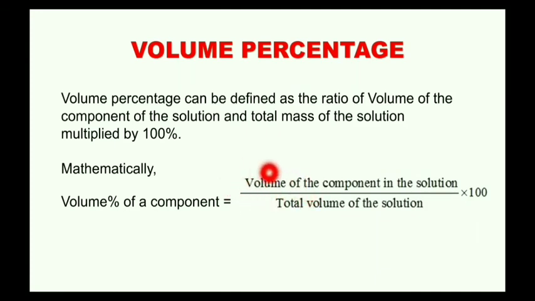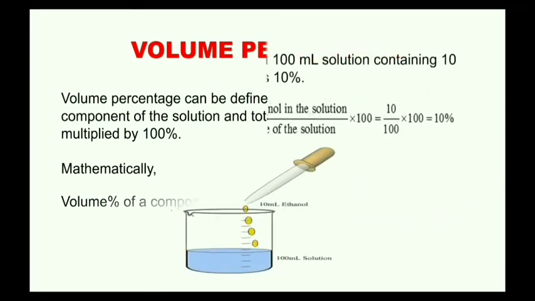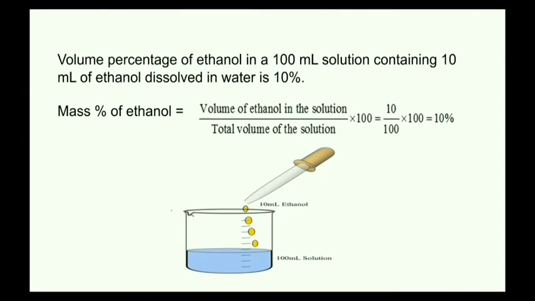In mass percentage we were writing the mass of the component. In volume percentage, we are calculating the volume of the component in the solution divided by the total volume of the solution into 100. So let us look into an example where an ethanol solution is taken, that is, 100 ml of ethanol solution contains 10 ml of ethanol dissolved in water.